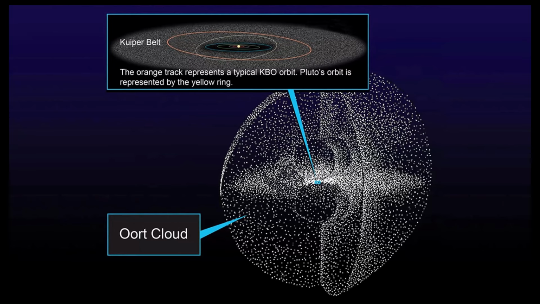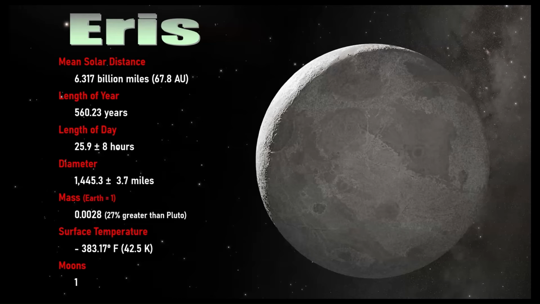And in a way, Eris is too. It just got maybe knocked out of the Kuiper belt, perhaps by Neptune, but it's hard to say. So its average distance is a staggering 67.8 AU from the sun. And it takes over 560 years to complete one orbit.